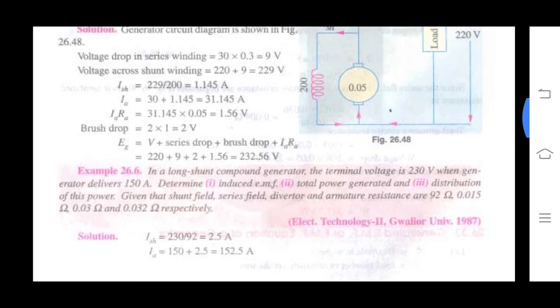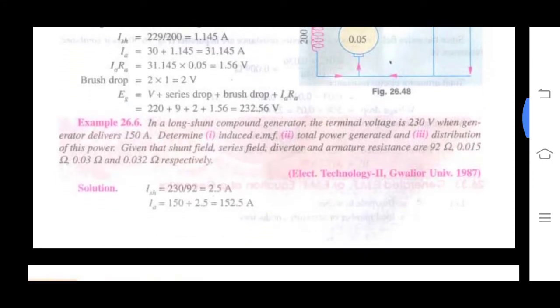So first we can calculate the ISH value, because with ISH we can find the IA value, as IL is already given. IL is equal to 150 amps. ISH is V by RSH, which is 230 volts by 92, equal to 2.5 amps. IA equals 150 plus 2.5, that equals 152.5 amps.